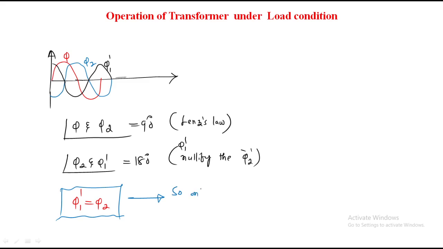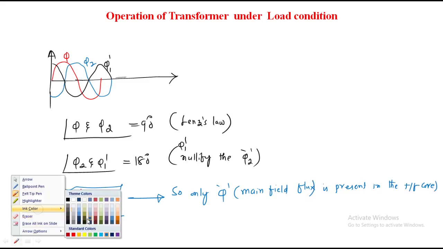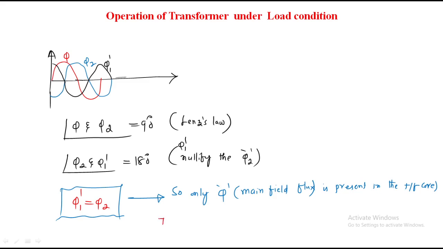So only main field flux is present in the transformer core, right? When phi 1 dash nullifies phi 2, therefore the transformer is referred to as a constant flux device. Constant flux device.